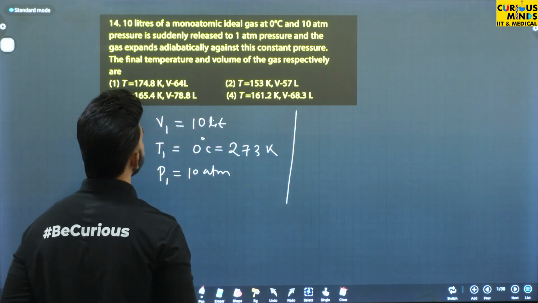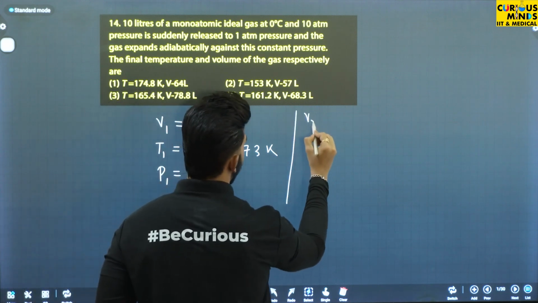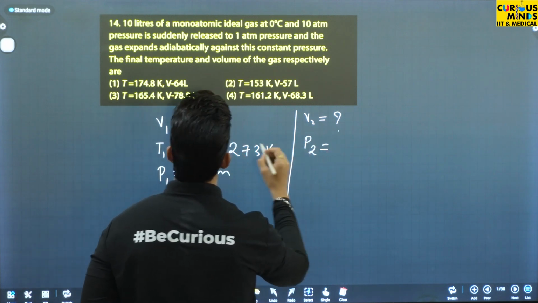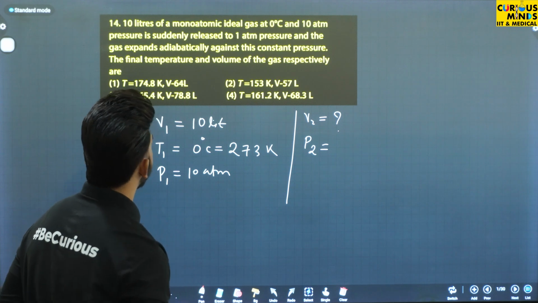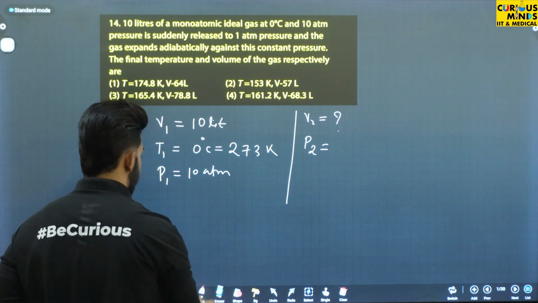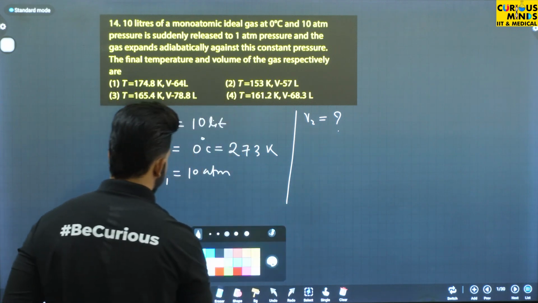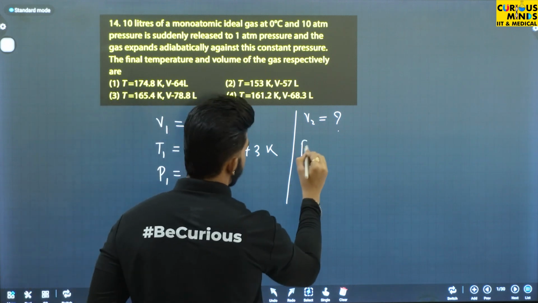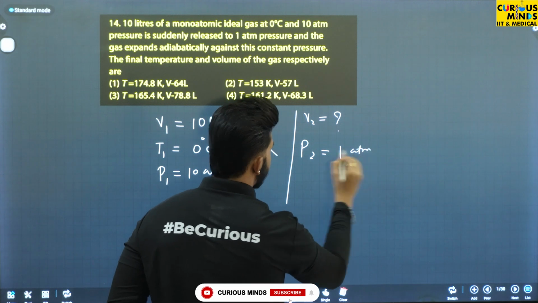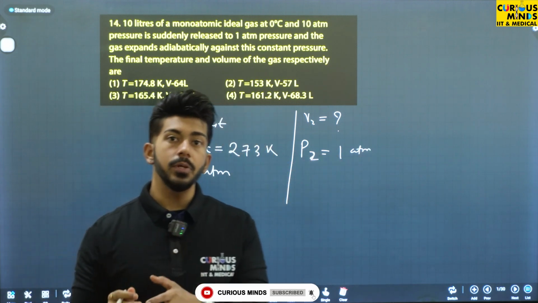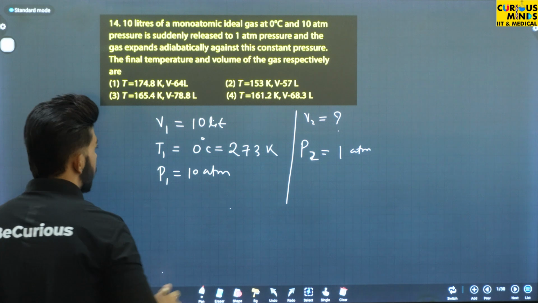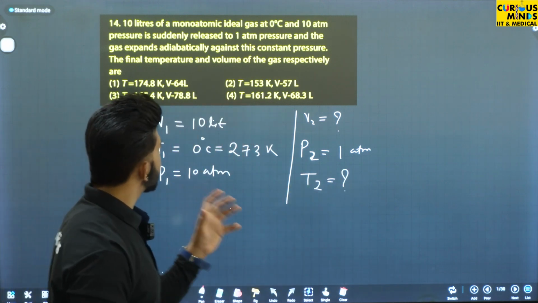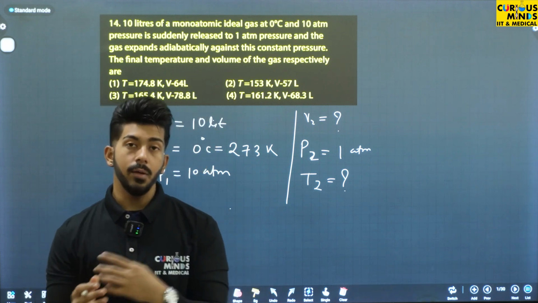Let's write the final things. So final volume, you have to find out. Final pressure is 1 atmosphere, since the gas is released to 1 atmosphere pressure. So initial pressure was 10 atmosphere and final pressure is 1 atmosphere. Now you have to also find out T2. Also, what is the process? So the process is adiabatic process.